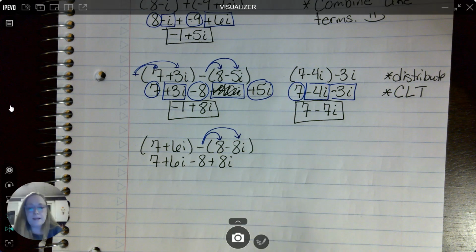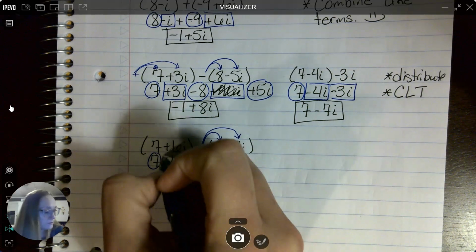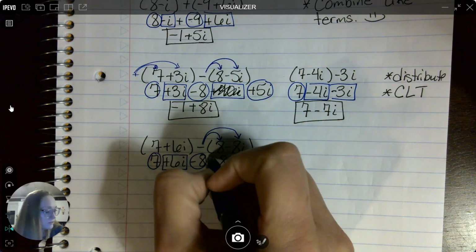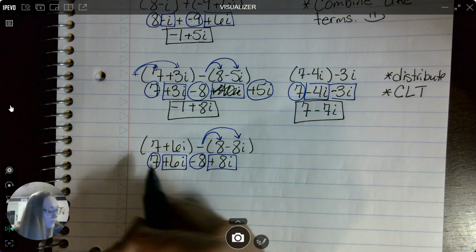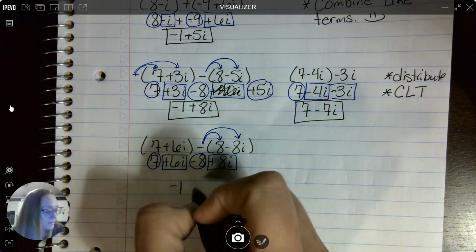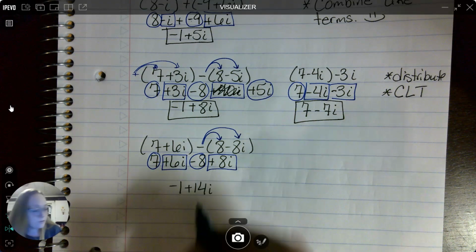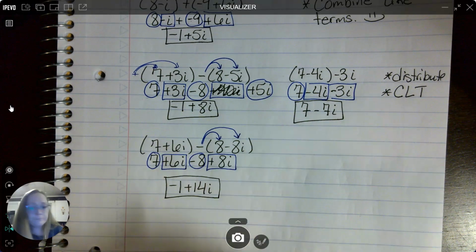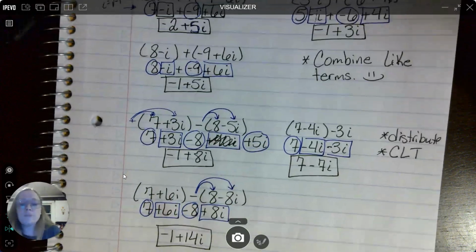Okay. And now we will combine like terms, left to right, numbers with numbers, letters with letters, same letters with same letters, right? Keeping the sign in front. That's how we know if they're positive or negative. Okay, so 7 minus 8 is -1. 6 plus 8 is a +14. Keep the i just like you would an x. We treat them the same. And there it is, adding and subtracting complex numbers.